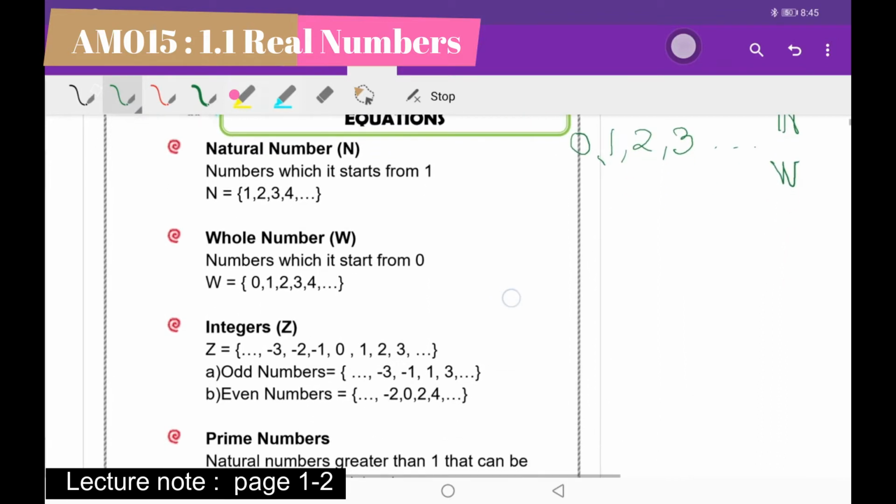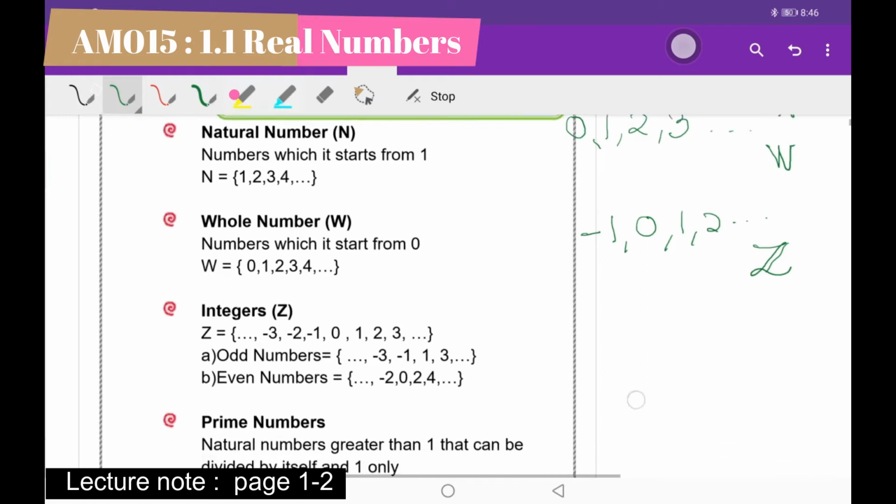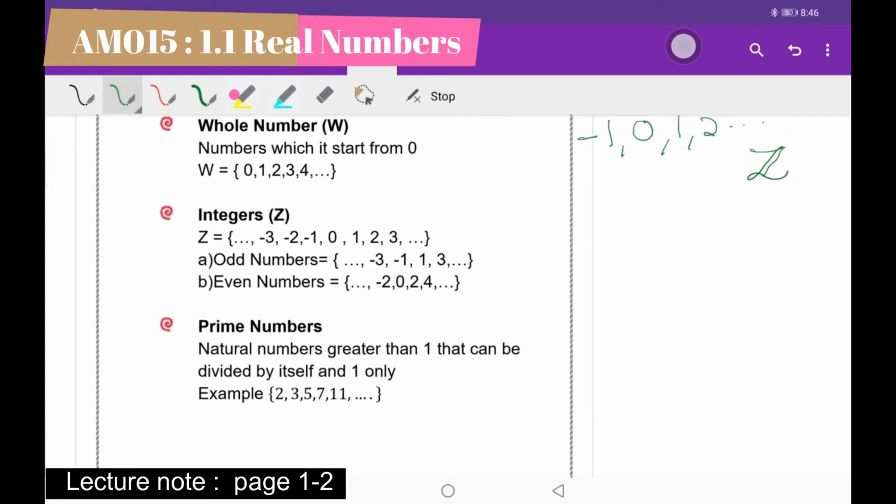And for integers, if we have a sequence of numbers starting from negative numbers, for example, -1, 0, 1, 2, and so on, then we know the sequence as integers, which is represented by the symbol Z. Okay? So prime numbers are natural numbers greater than 1 that can only be divided by itself and 1. For example, 2, 3, 5, 7, 11, and so on.